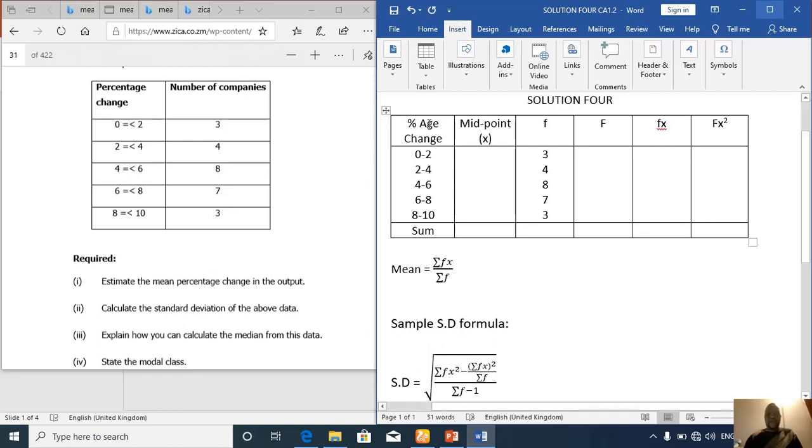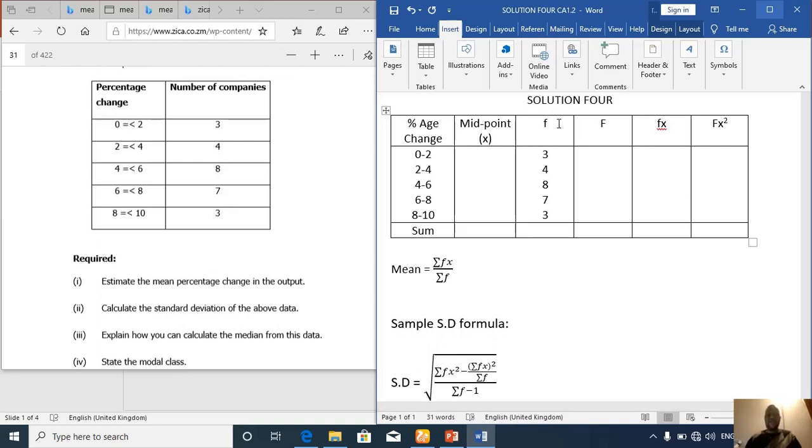So you have the percentage change. That's the data we are given there, and it's grouped data. So we have 0 to 2, 2 to 4, 4 to 6, 6 to 8, and 8 to 10. All right, then put up the frequency. Of course, the frequency is given in terms of number of companies.